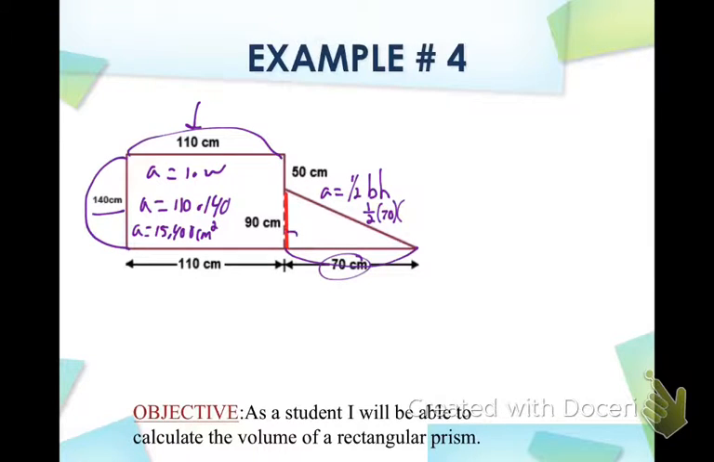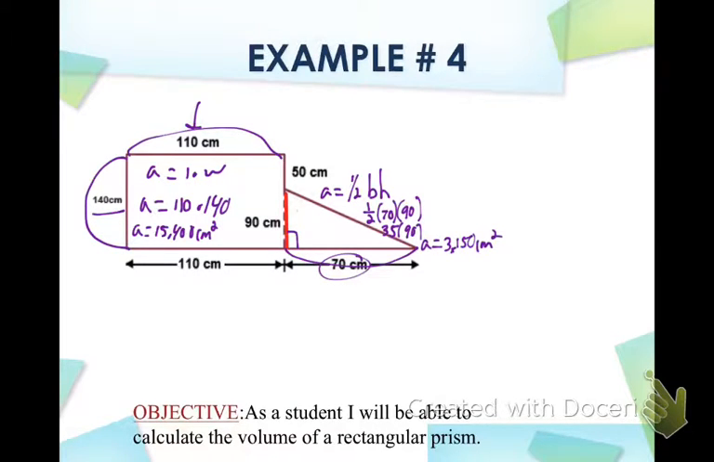So 1/2 of 70 times the height. Well, the height is where we create like our right angle, and that's this dotted line or this red line, and that is 90. So we're going to go ahead and take 1/2 of 70 is 35 times 90. So we have 35 times 90, and that will give us 3,150. Now, that's also centimeters squared.